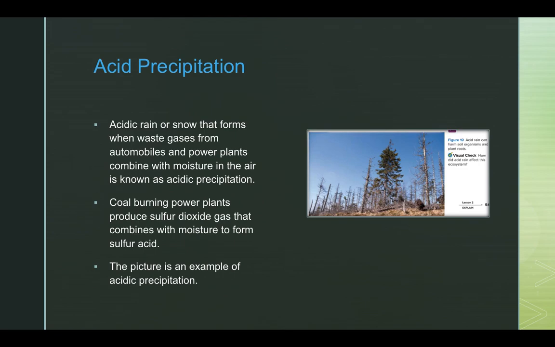Coal burning power plants produce sulfur dioxide gas that combines with moisture to form sulfuric acid. The picture is an example of acidic precipitation, and it can damage forests.